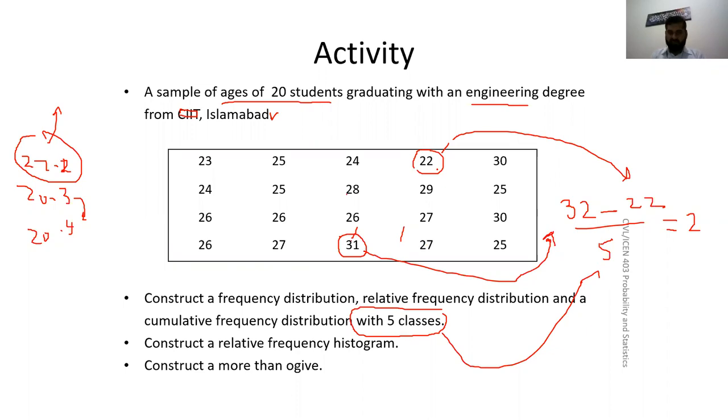If you start from 22, you see what the first class will be, from 22 to 23. Then it should be 24, 26, 28 and 30, okay? Now what is the previous number? 23. Now add 2 to 23, you will get 25, 27, 29 and 31. You see, you got the largest value at the end automatically. The largest value 31 comes here.